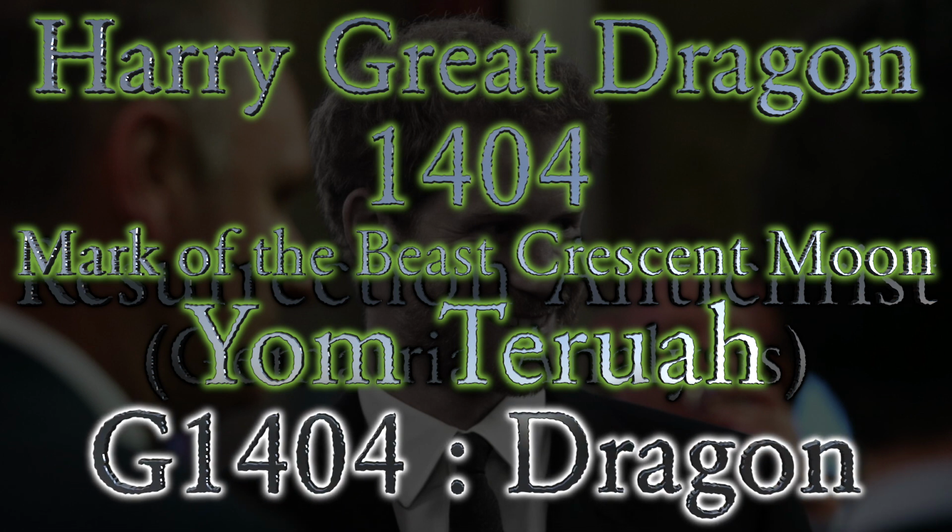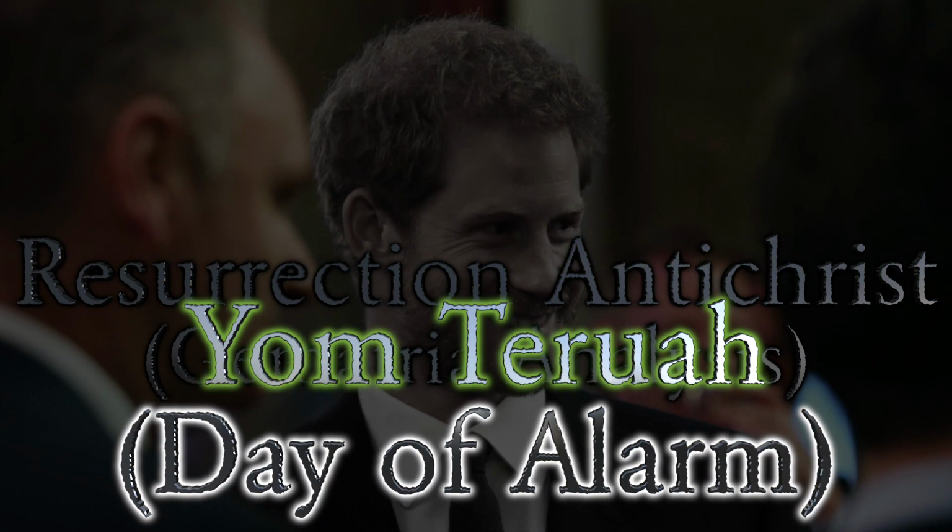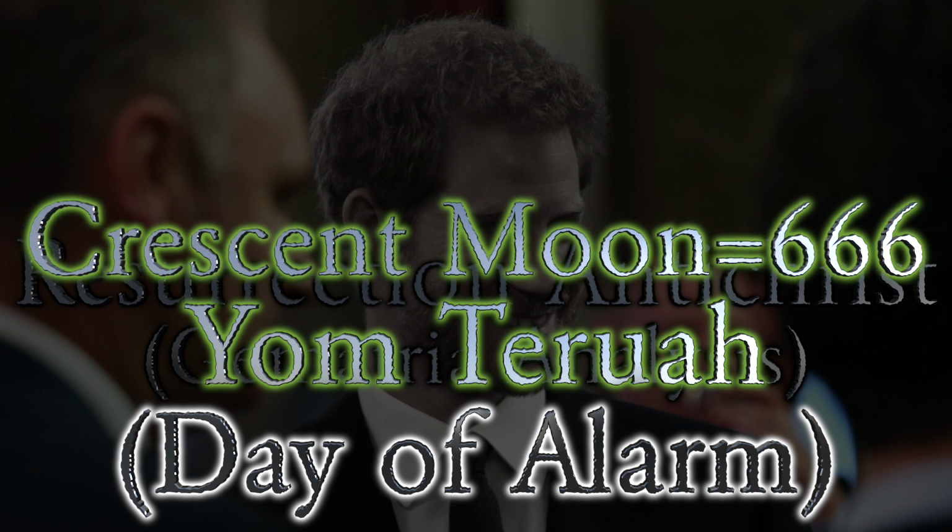It should also be noted that Strong's reference for dragon just so happens to be in Greek 1404. The Hebrew words Yom Teruah mean day of alarm and marked the beginning of Daniel's 70th week on the 22nd of September 2017. Crescent moon by itself equals 666 using standard English Gematria. Yom Teruah and crescent moon are both significant terms in relation to one another because Yom Teruah occurs at the sighting of the crescent moon.